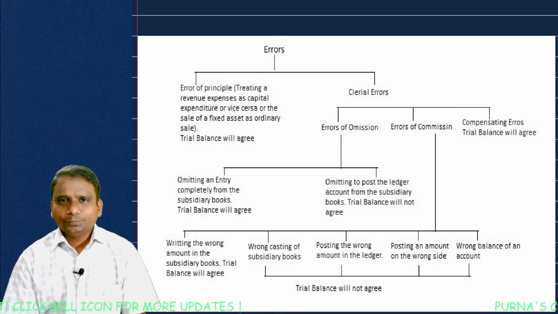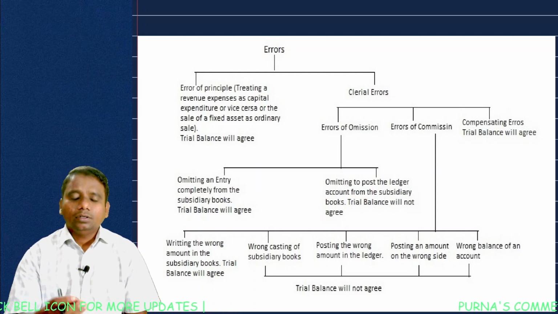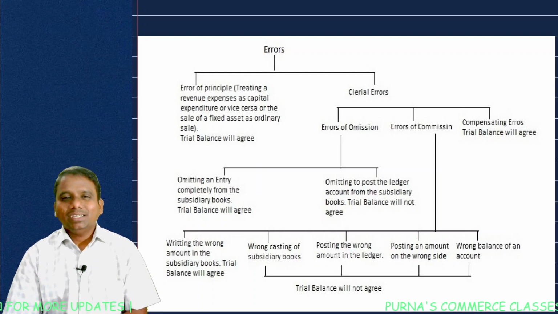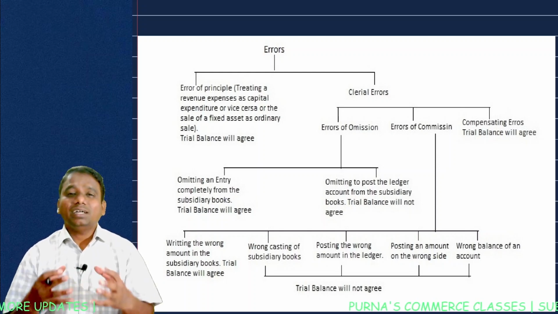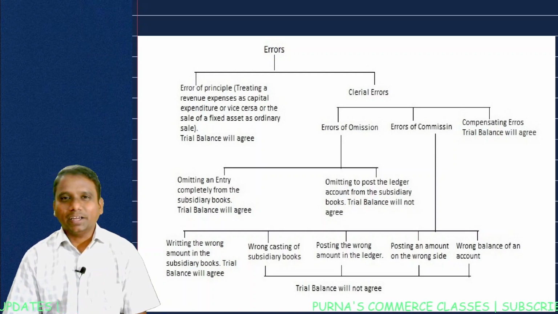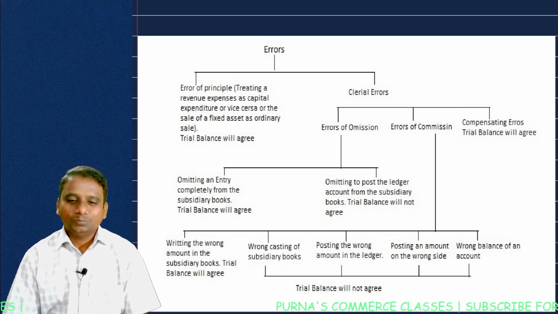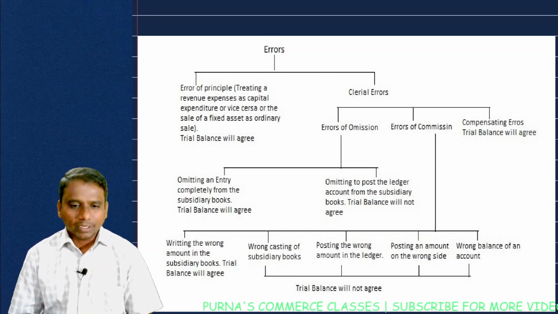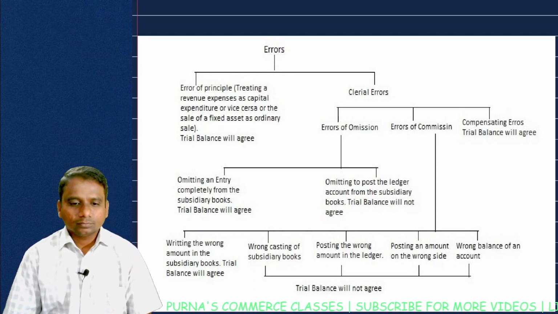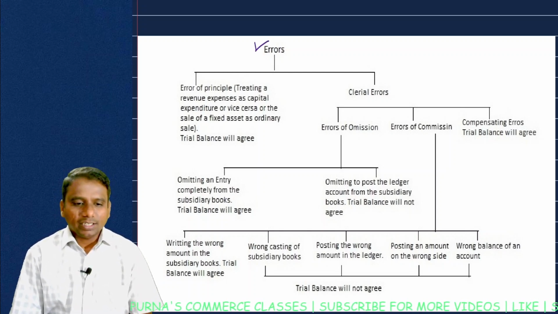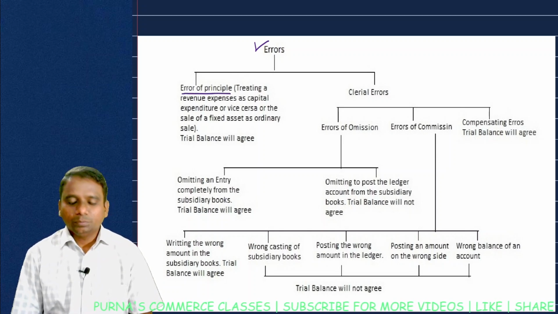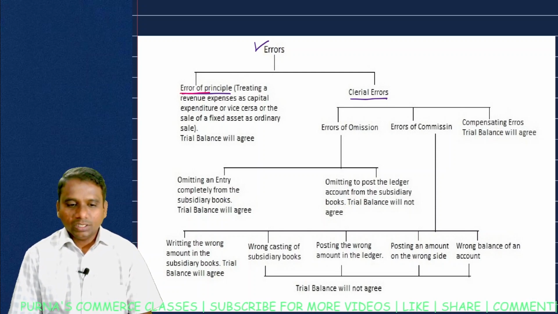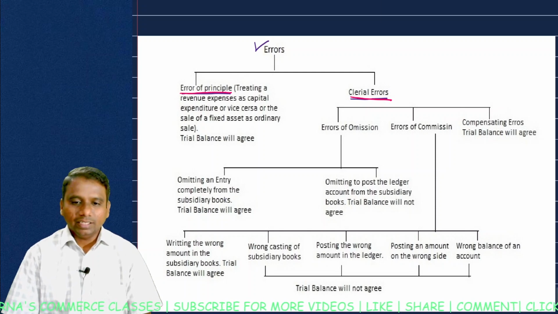In the previous video, we have seen the various mistakes or errors committed by the bookkeeper. Now, in this video, we see how the errors are classified and at the same time, how the errors are rectified. This is a screenshot I have taken from ICAI material as it is. Errors are broadly classified into error of principle and clerical errors.